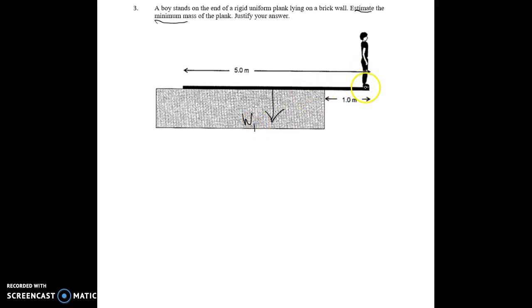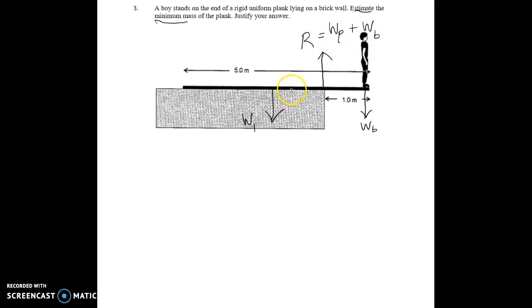And secondly, there is another force acting on the plank due to the weight of the boy. Let me call it WB. This is WP. And ask yourself, do you have more forces here? There is one more force: there must be a reaction, exerted upward here. Let's call it R for reaction. I can safely say that this R value must be equal to the weight of the plank plus the weight of the boy.